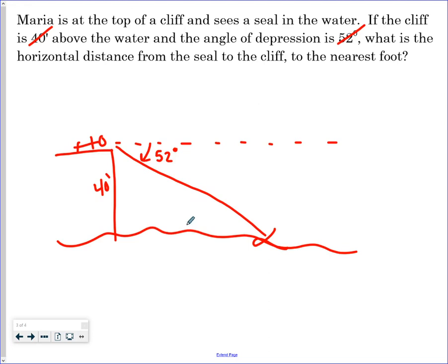What is the horizontal distance from the seal to the cliff? So that's very specific. Nobody can say I didn't know where to put X here. Do you see what I'm saying? So the horizontal is X. Is that okay? Okay. So I'm going to, in a second, draw just the triangle so I don't have to look at like the extra picture stuff.